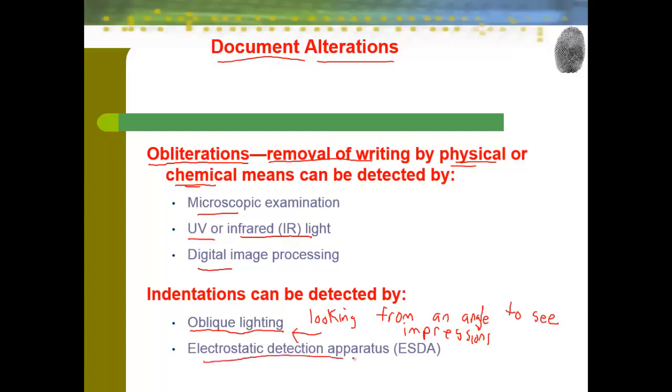Electrostatic detection is going to be an apparatus that they can actually use to detect imprints around 10 pages deep from somebody who's written on page 1 to see what is written on further pages down. So those are a couple of things that we're going to look at when it comes to forgery and fraudulence.